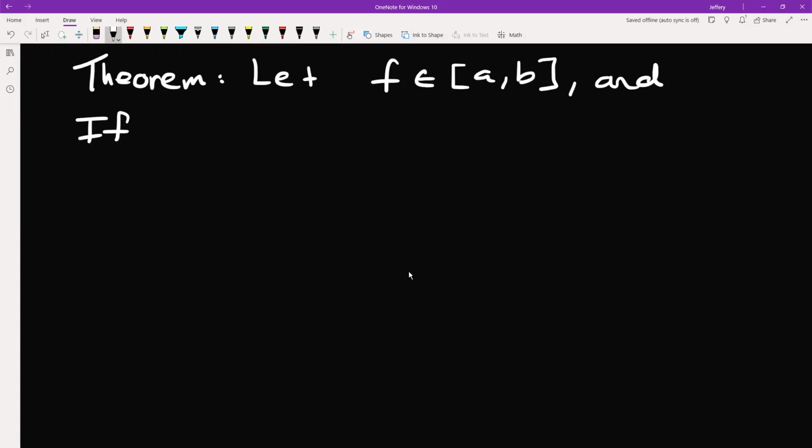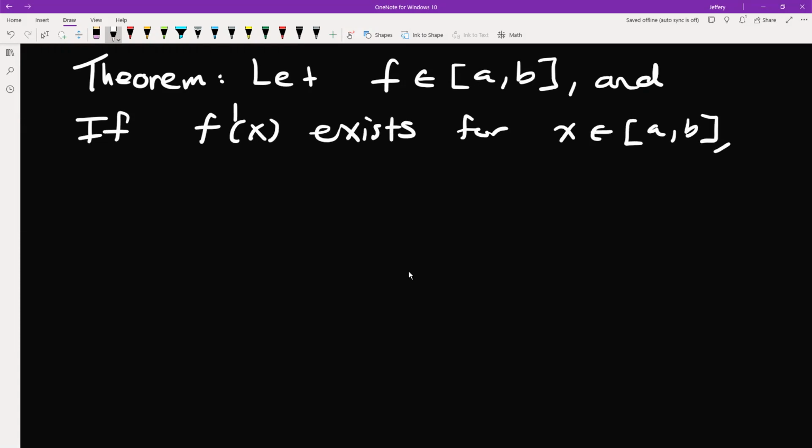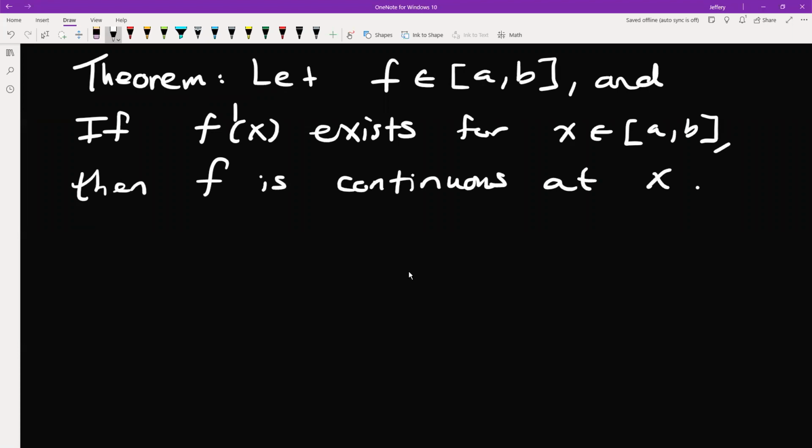If we can say that f prime of x exists for some x in a to b, so if f is defined on this closed interval from a to b, and the derivative exists for some x in the interval, then that means that f is continuous at x. So this is, differentiability implies continuity.